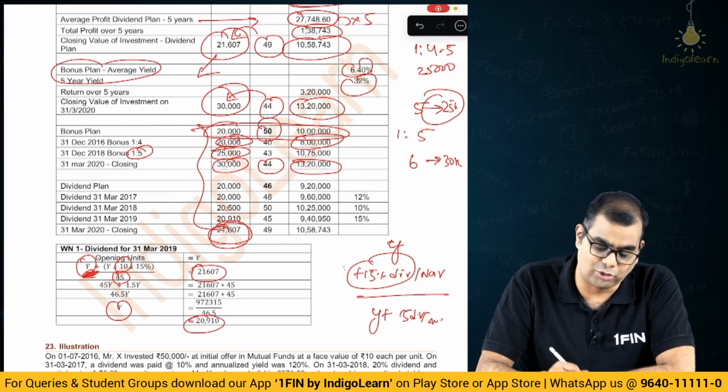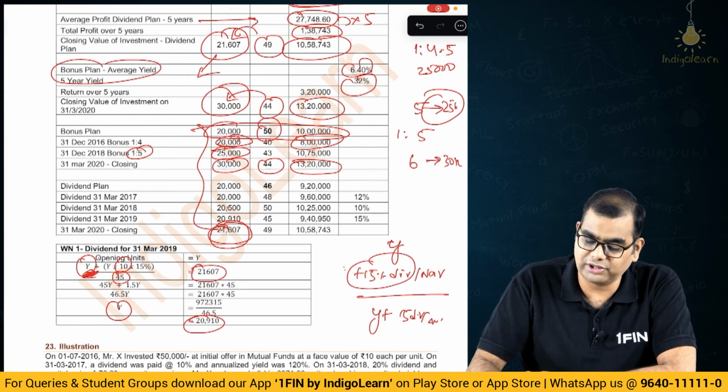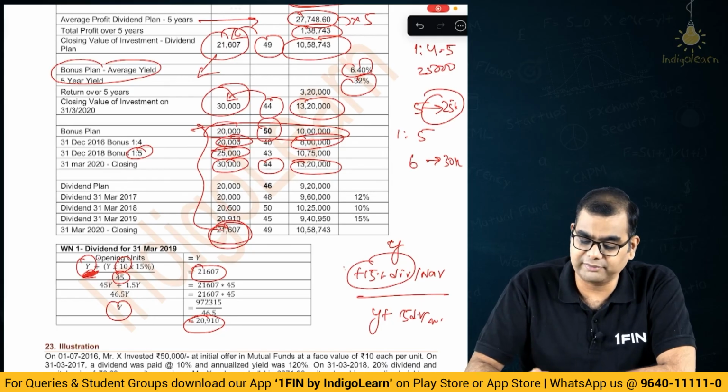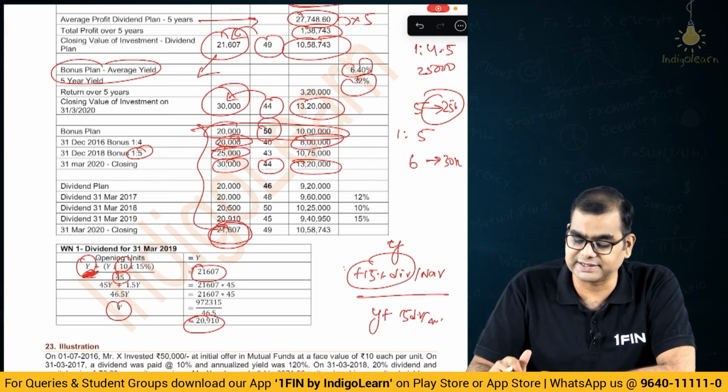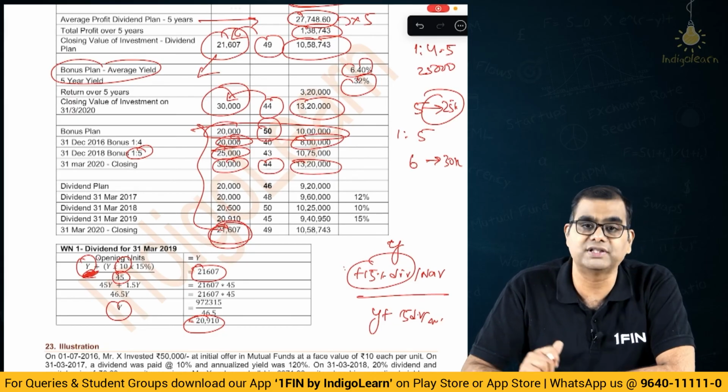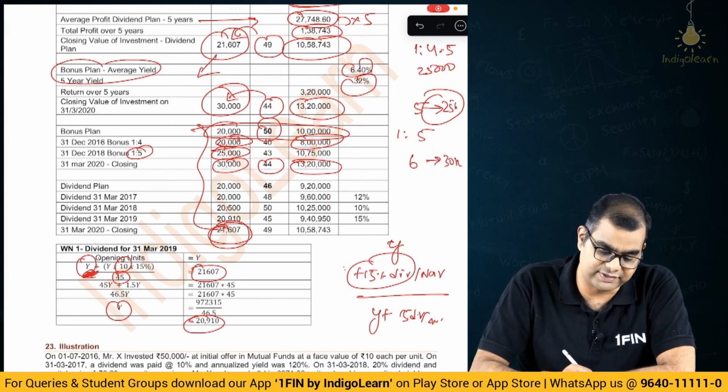So, 2910 is the opening, and you see 20910 into 10 into 15%, you get 31365. This you divide by 45, you get basically 697. 697 plus 2910, you get 21,607. So, the closing unit 21,607 is arrived like this.